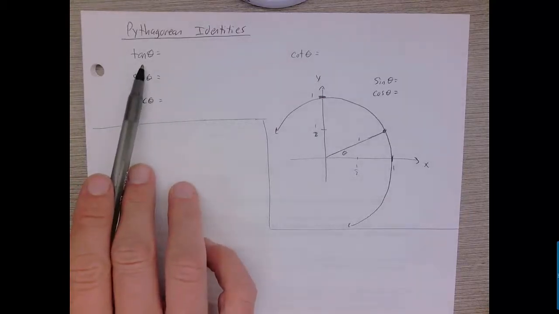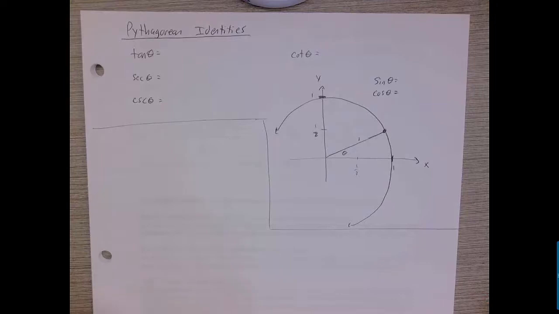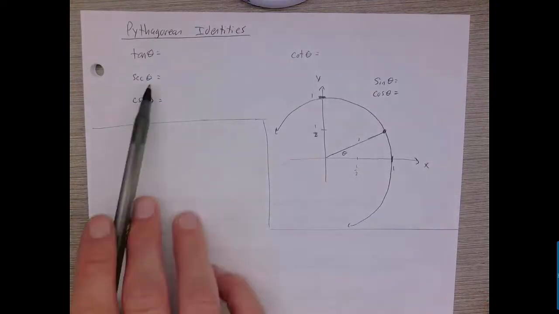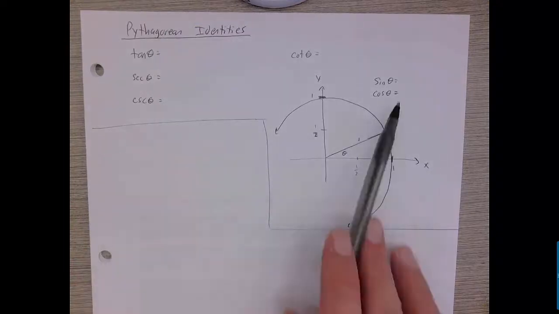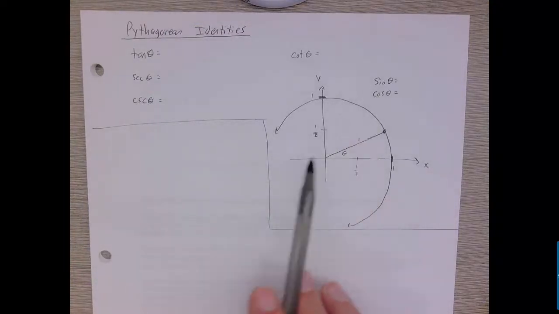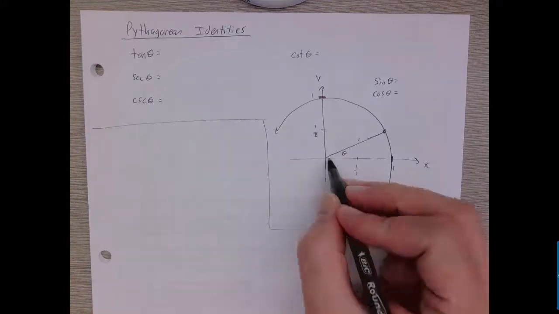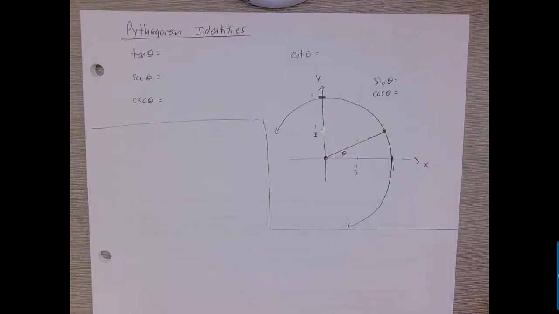What's the definition of tangent? How do you rewrite tangent in terms of sine and cosine? How do you write cotangent in terms of sine and cosine? Same thing for secant and cosecant. And then remember what sine and cosine mean. If this is the unit circle, the radius 1 circle centered at the origin, what do sine theta and cosine theta describe about this circle? So take a minute and try and fill those out. Pause the video. You can do it.